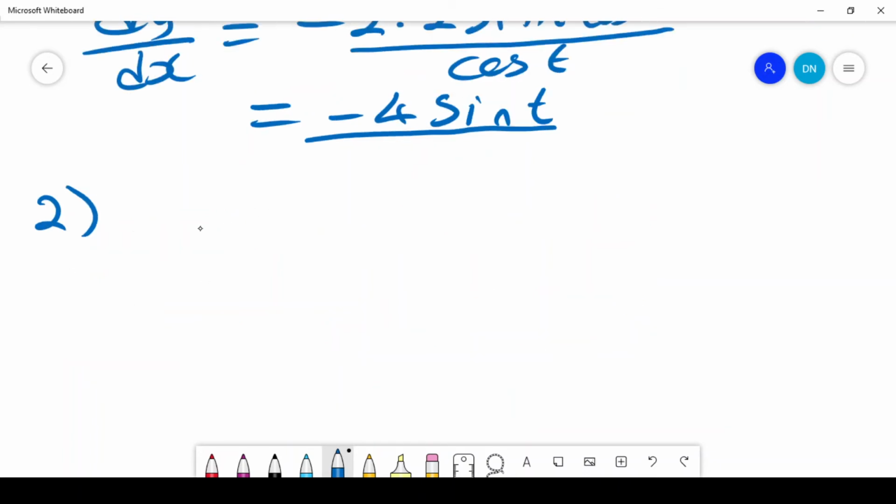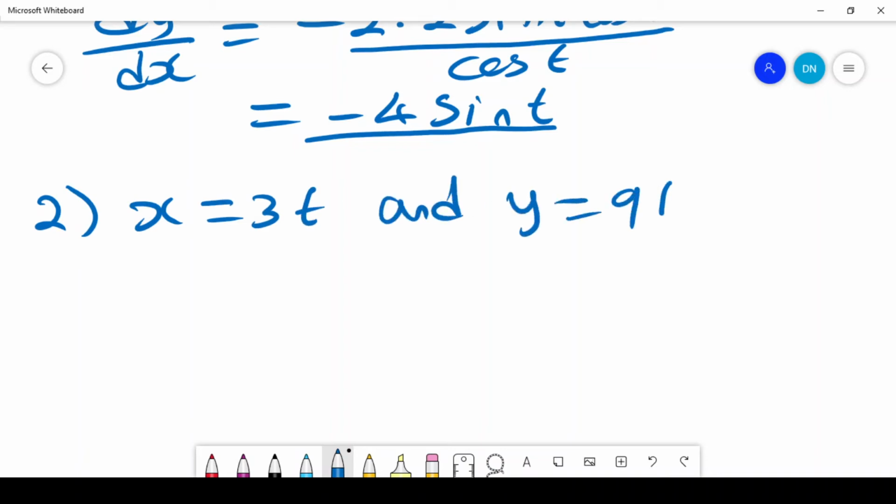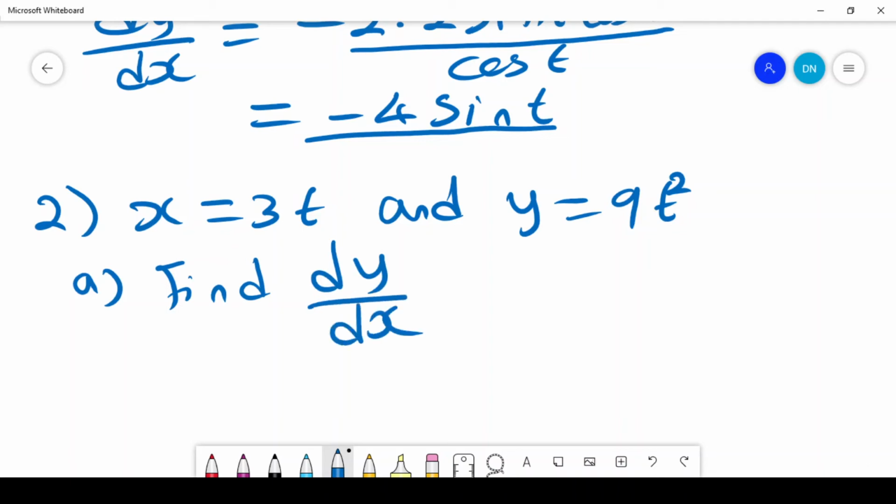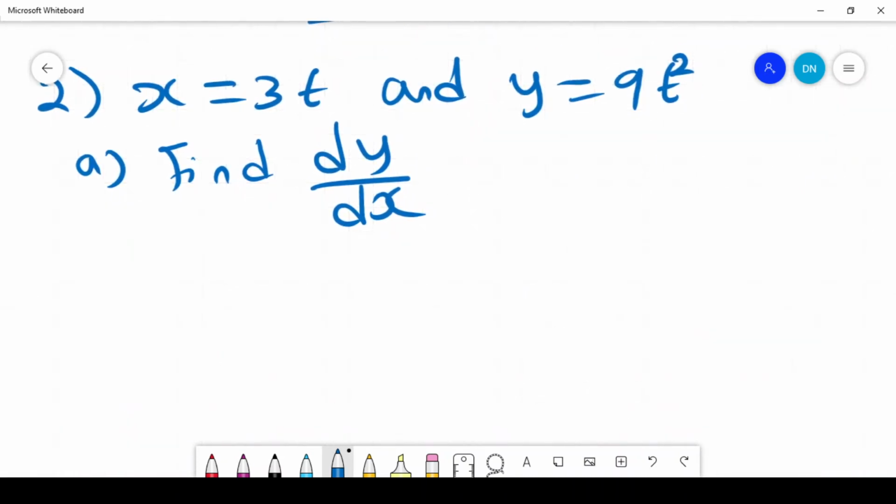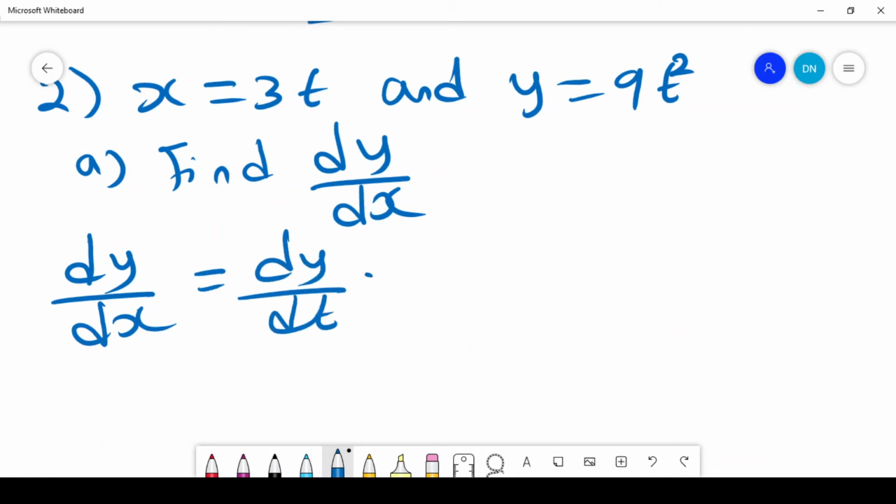We have been given x equals 3t and y equals 9t squared. So the first part is to find dy over dx. Again, the procedure is the same. And what does that mean? So dy over dx is equal to dy dt times dt over dx.